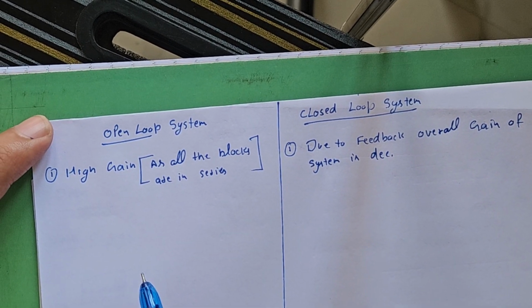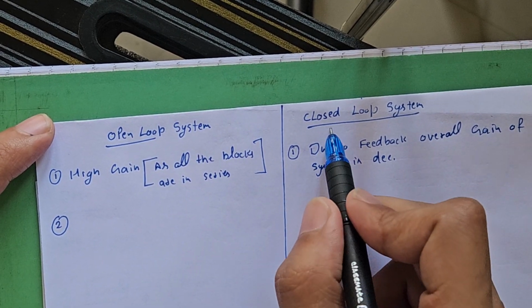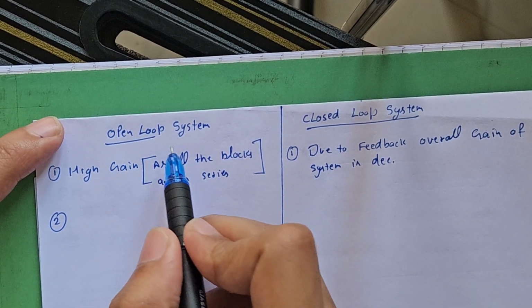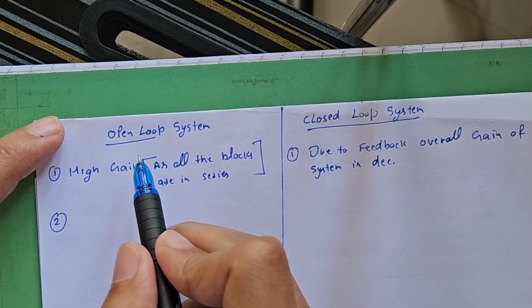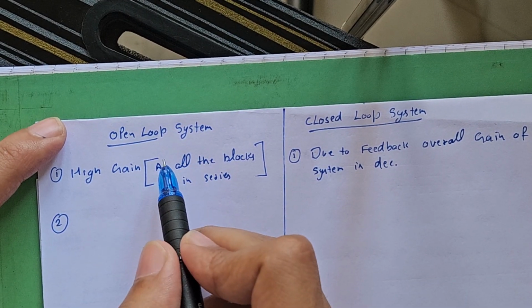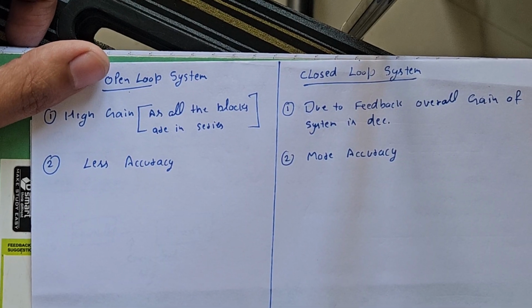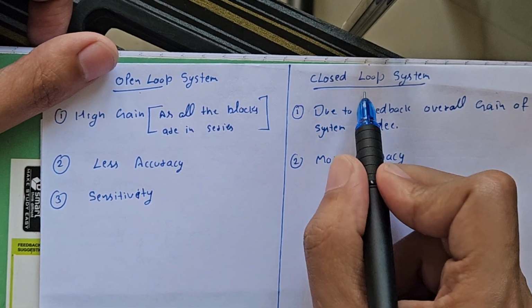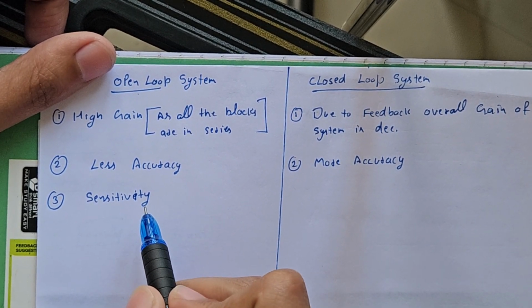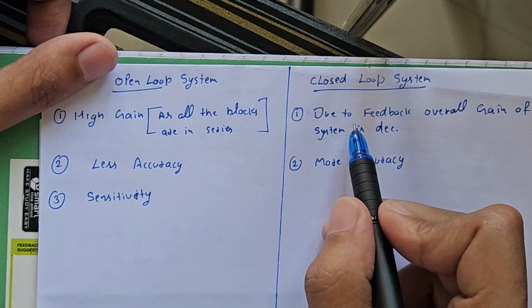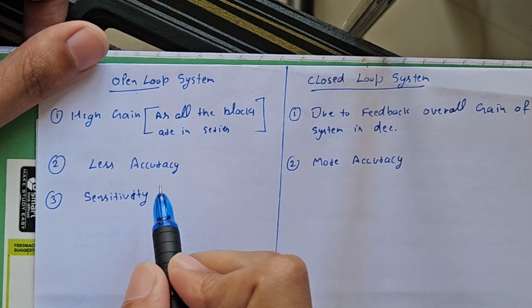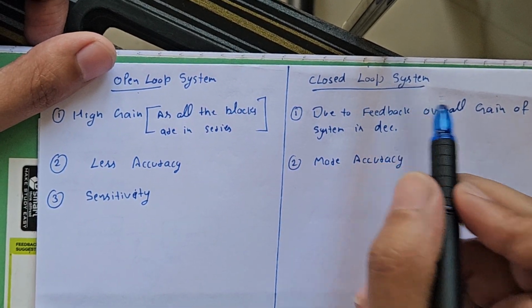The second comparison point is accuracy. The open loop system has low accuracy as compared to closed loop system, and the reason behind it is feedback. There is no feedback in open loop system, so the system cannot detect the output. The next comparison is sensitivity. Open loop system is more sensitive as compared to closed loop system, as the gain in the open loop system is more as compared to closed loop system. So that's why the sensitivity of open loop system is more.